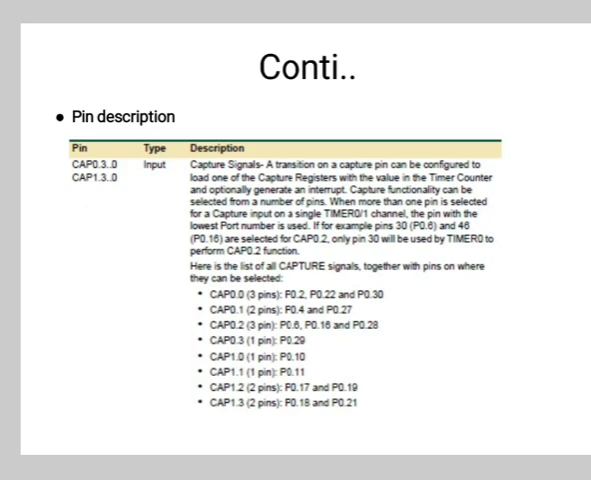So first is capture 0.0. It is continuous: capture 0.0, 0.1, 0.2, 0.3, then capture 1.0, 1.1, 1.2, 1.3. Capture 0.0 has 3 pins, 0.1 has 2 pins. The 3 pins for 0.0 are P0.2, P0.22 and P0.30.